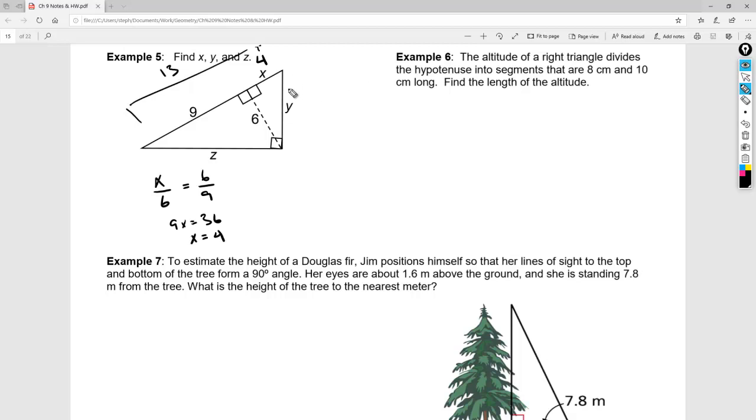All right, now I can solve for y and z, and it doesn't really matter which one you solve for first. So let's solve for y. I know that 13 is to y as y is to my adjacent, which is 4. So that means y squared is 52, so y is the square root of 52.